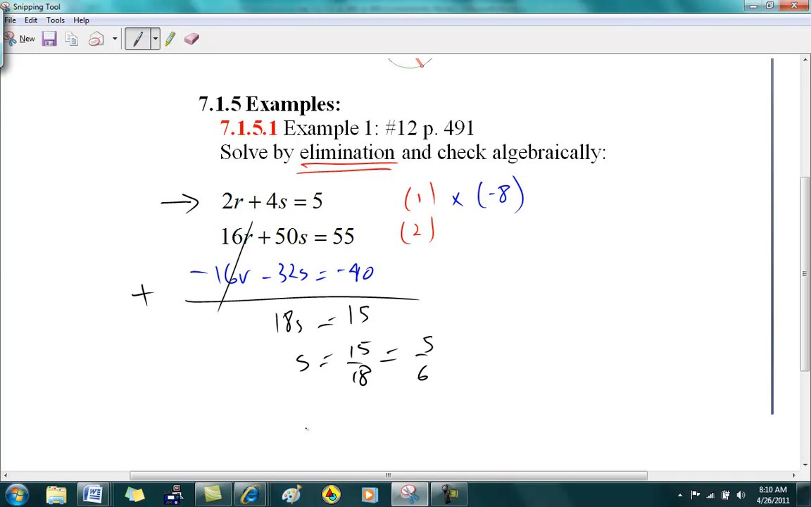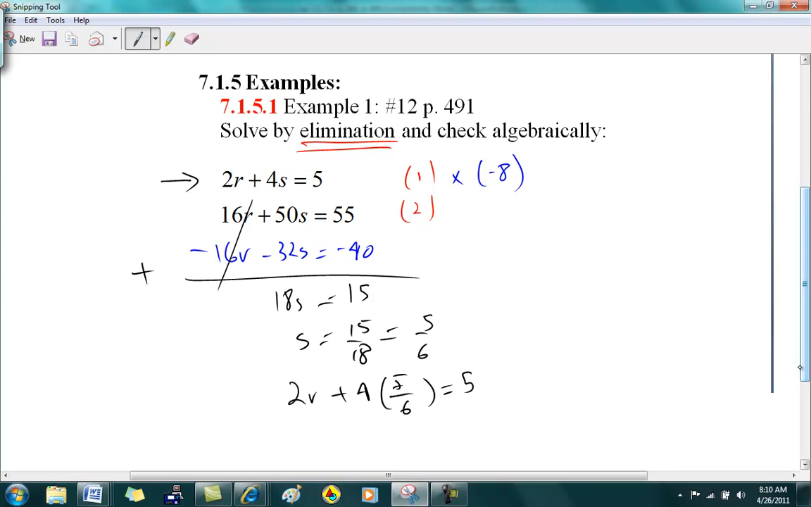And what I get is 2r plus 4 times 5 over 6 equals 5. And working this out, you get 5 minus, reduce this, so this becomes 2 and this becomes 3. So it becomes minus 10 over 3, which is 5 over 3. Divide by 2 and you get r equals 5 over 6. So your pair of solutions would be r is 5 over 6 and s is 5 over 6.